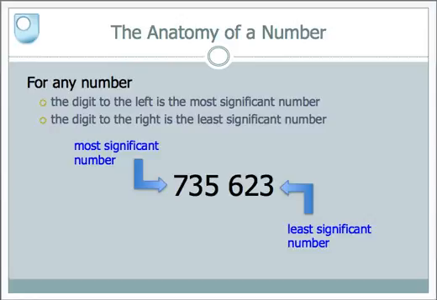Let's look at the anatomy of a number. Here's a number, 735,623. The digit on the left, the 7, is the most significant number. It's conveying the most meaning. It's 700,000. The one on the right is the least significant number. It's carrying the least meaning. In this case, it's only 3.